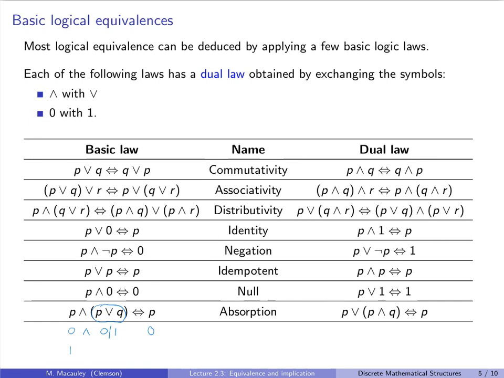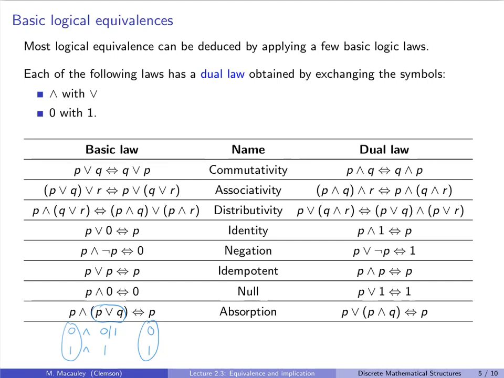And if P is 1, then P or Q is going to be 1, and 1 and 1 gives 1. So in both of these cases, the output value is precisely just the value of P. So dually, we have P or (P and Q) is equivalent to P.